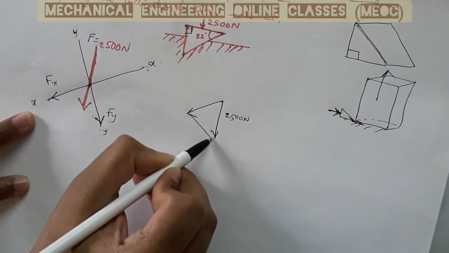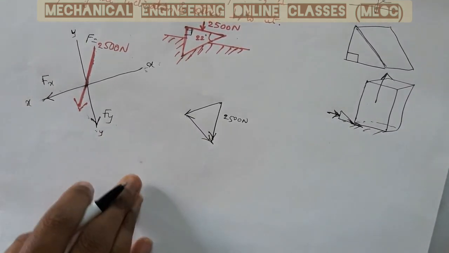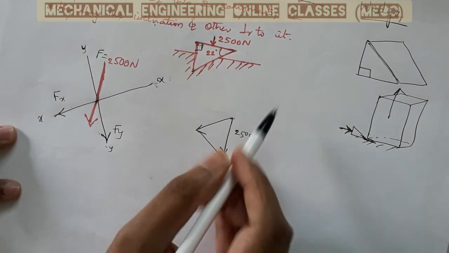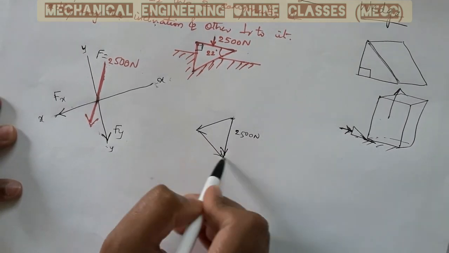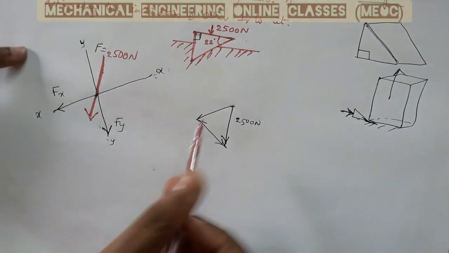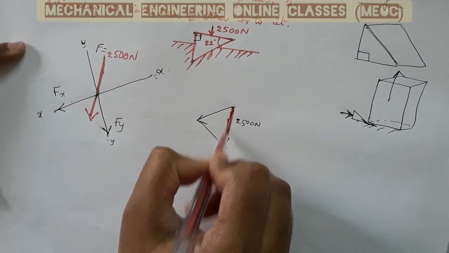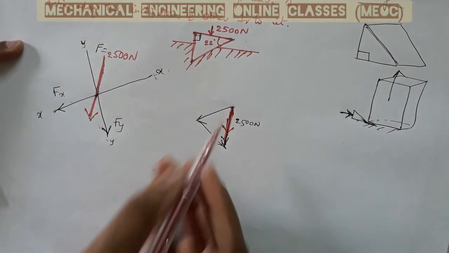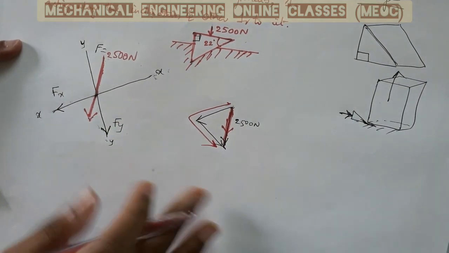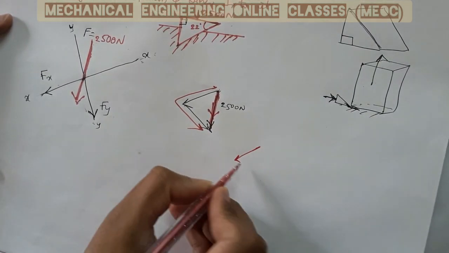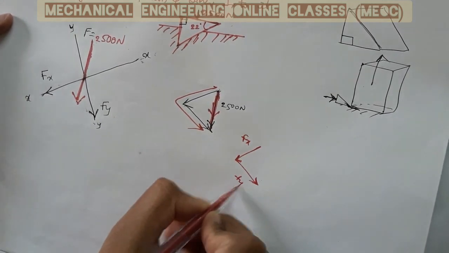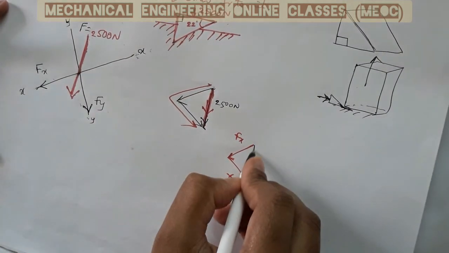Our Fy is this one. So I have just used the triangle law of forces, where our resultant is from tail to tip acting downward. Because our resultant is like this, downward, how will our resolution of forces be? It will be like this only, right? These two forces, Fx and Fy, when applied, should give a resultant force like this.